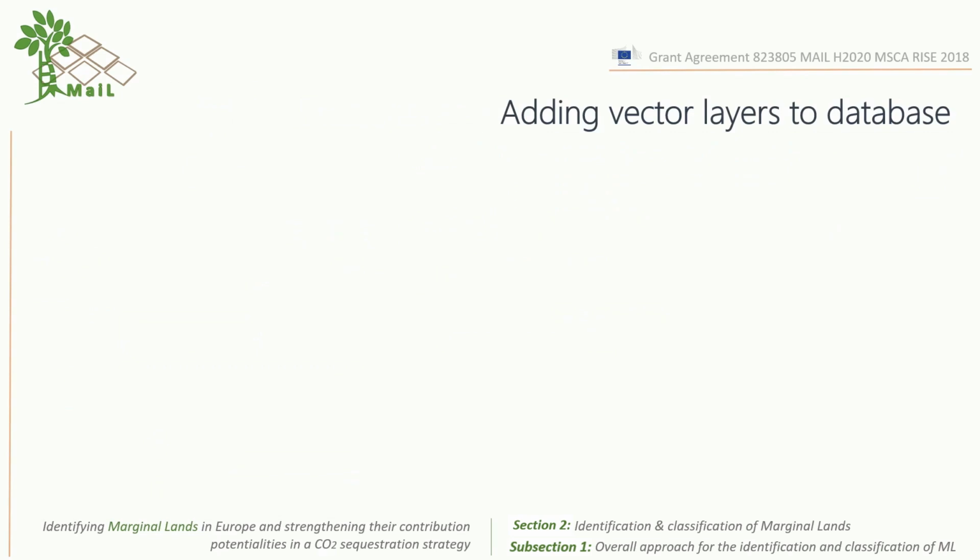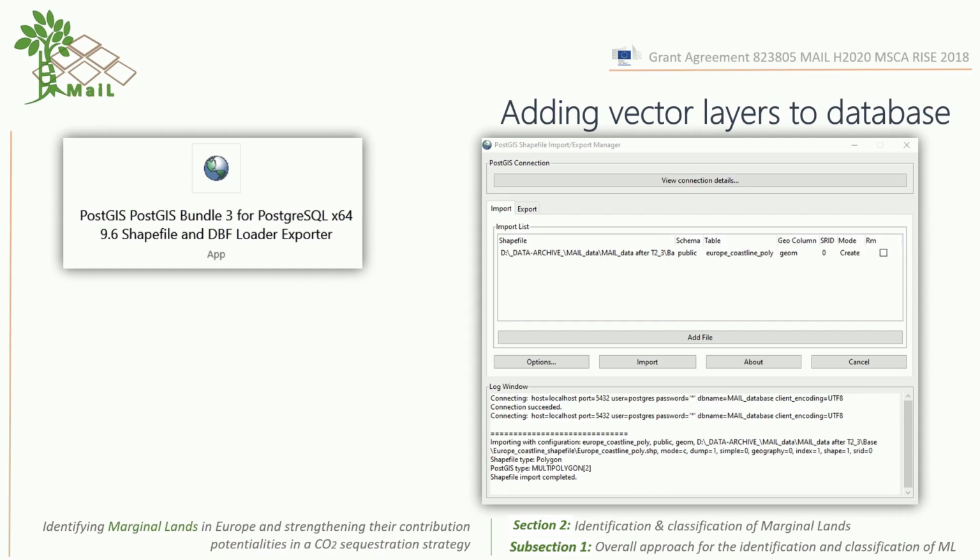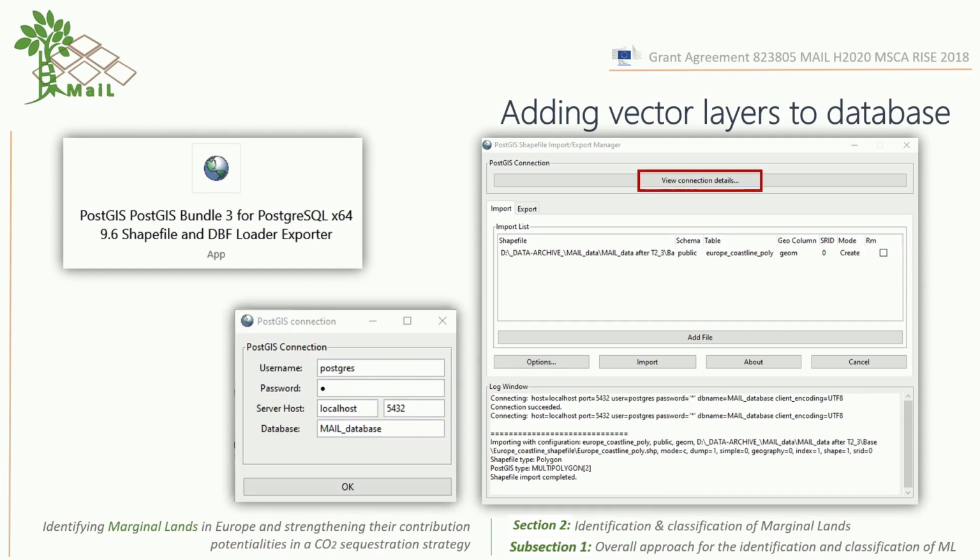To add vector layers to the database, open the PostGIS application and click on View Connection Details to type the connection details of your newly created database. Click on Add File and select the vector dataset you want to add. Then click on Import.